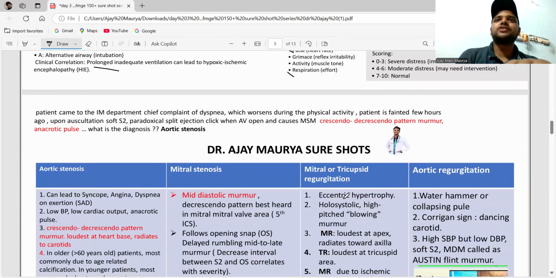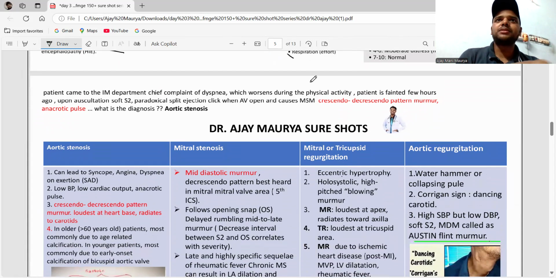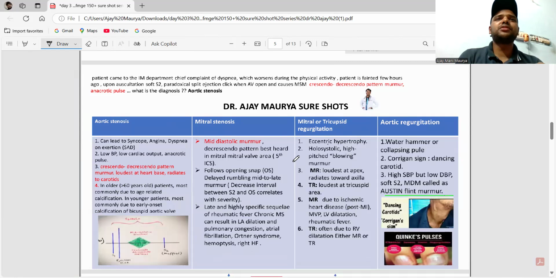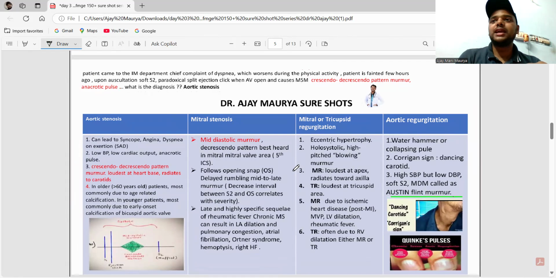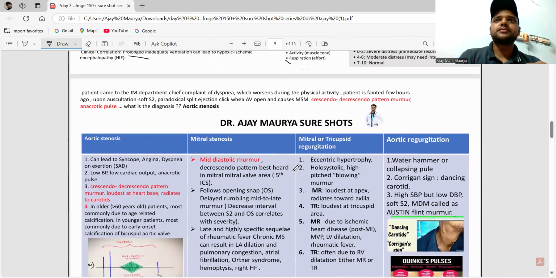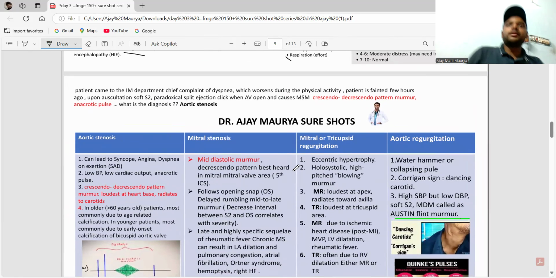The next one is the types of murmurs. Types of murmurs are very important. I will just tell about them only from the exam point of view, with precision, so that you can mark the answer within 1 second.